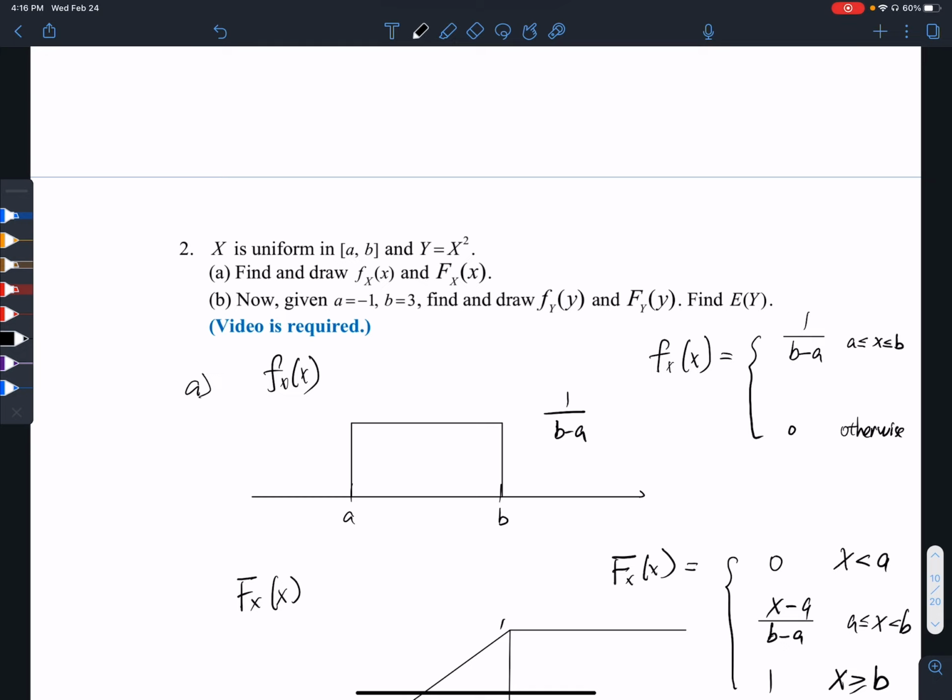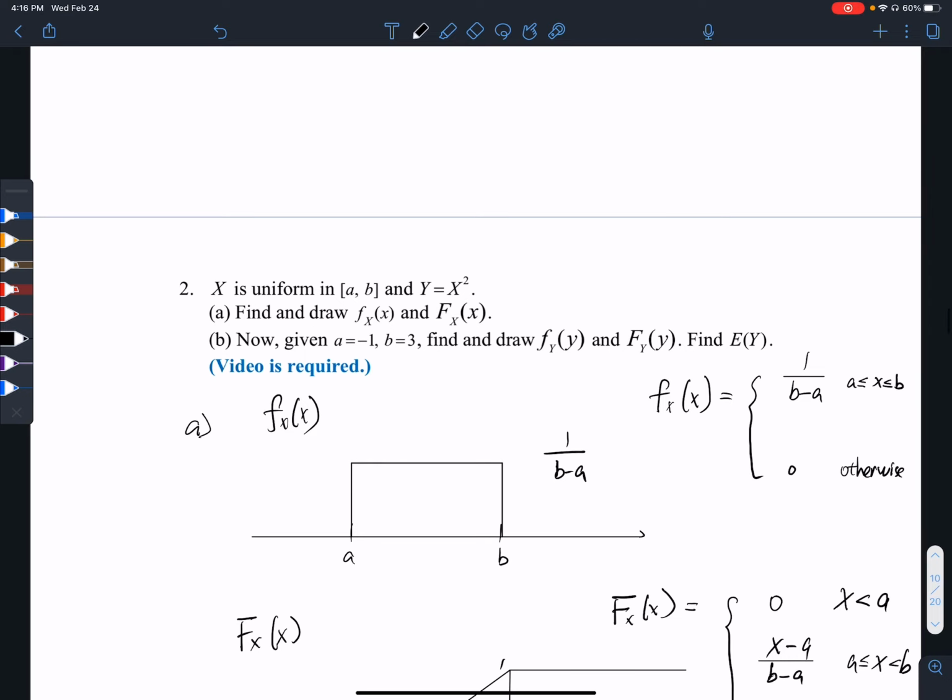So this is question 2. X is uniform in a to b and Y is equal to X squared. So question A, we need to find and draw the density function, the probability density function, little f of x, and big F of x, which is the probability distribution function.